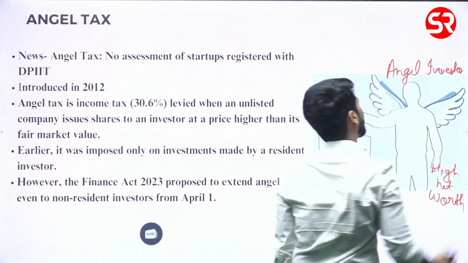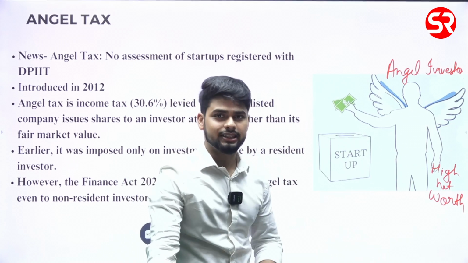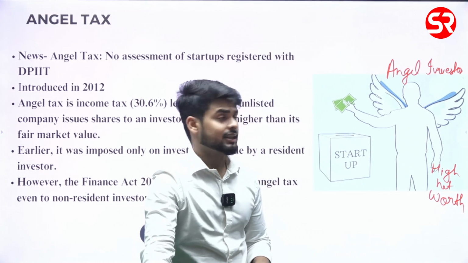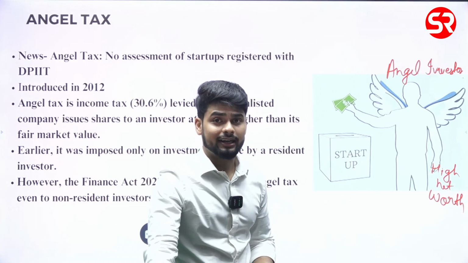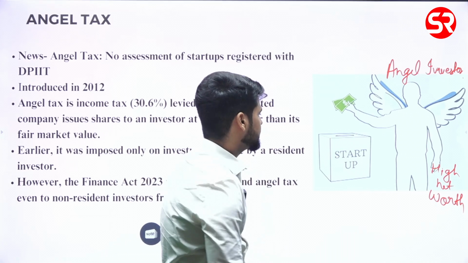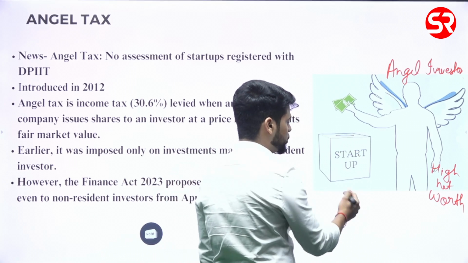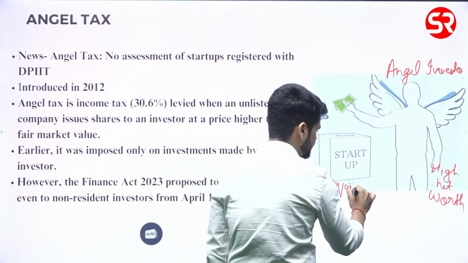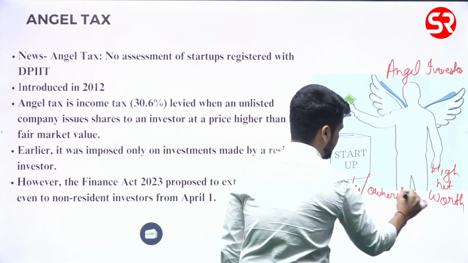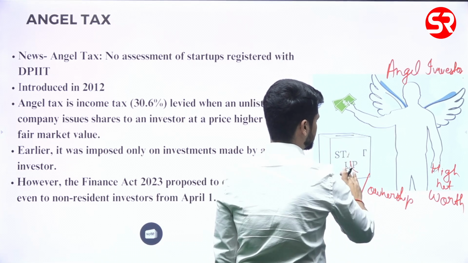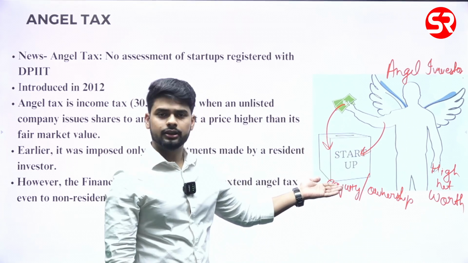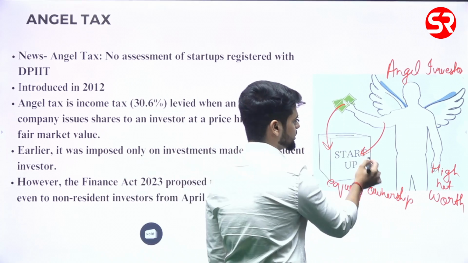But the question arises, why would he do this? One case is definitely that he might see some potential in this startup, but there can also be the case that this person is not being magnanimous, but is trying to clean his black money. Now, what happens? This particular startup gives its equity or share, that is the ownership of this startup, in exchange for some money. So you can see money is being given to the startup and equity or ownership is being transferred.